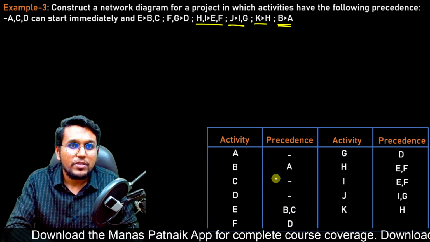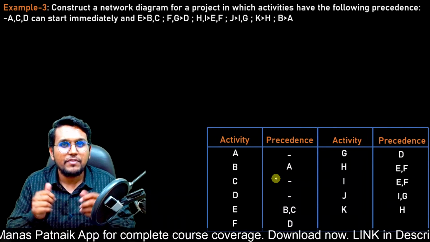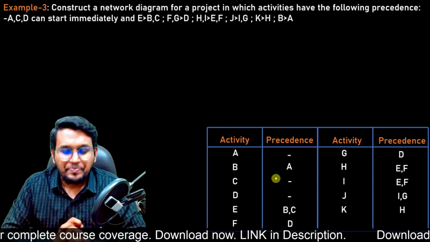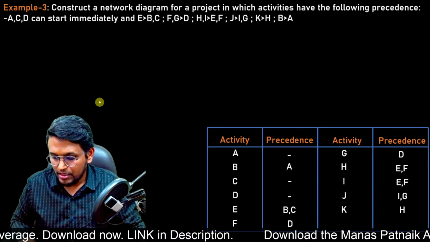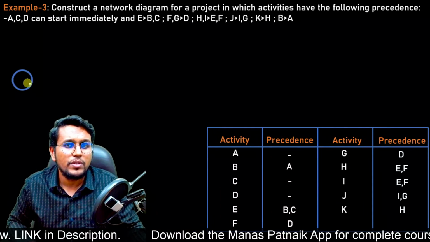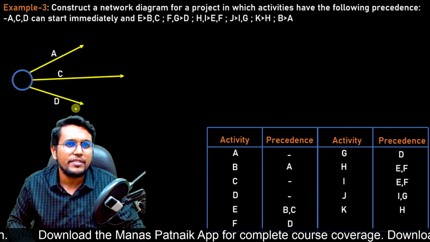So again, this was not as difficult as it looks. I think we have done very well till now. So let us move ahead. Let us create the unpreceded activities first. So let us draw the starting node, and unpreceded activities are A, C and D. Let us quickly draw A, C and D.